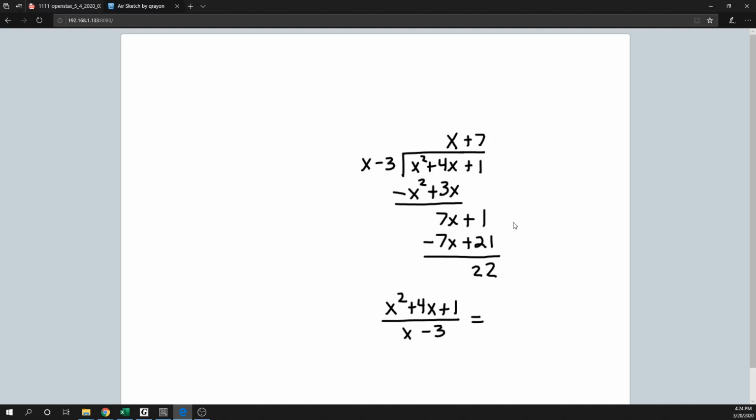And then how do we write our mixed number format? We took the integer part, right? And in this case, you just take that same part, the x plus 7, and put it there, and then put a plus, and then whatever the remainder is, in this case it's 22, right, put it over what you're dividing by, x minus 3.